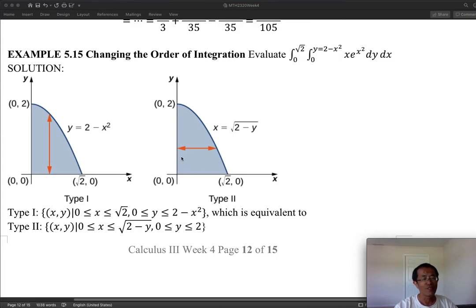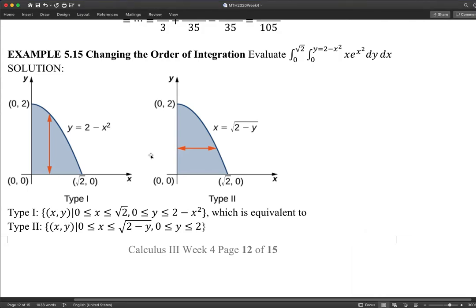And practically it may not happen a lot, but for class purposes, many times it will. We are going to have to handle a situation like that. Okay, type 1, type 2 regions. According to type 1, we have a way to evaluate a double integral: integration with respect to y first, then x. According to type 2, it is integration with respect to x first, then y.